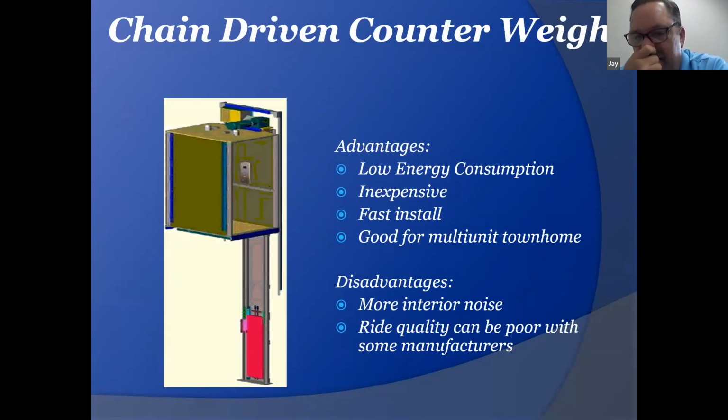Chain driven counterweight. So what these are is these are more like a commercial elevator. I would say commercial elevators are run by a motor up top, and the elevator is down here and the counterweights are back here behind the rails. What it does is just counterbalances as it goes up. The weights pull it down and it just levels it out, so the motor has less stress on it. Low energy consumption, inexpensive, faster install, good for multi-unit. For us, if you're doing a bunch of homes, that's a good fit, or townhomes.